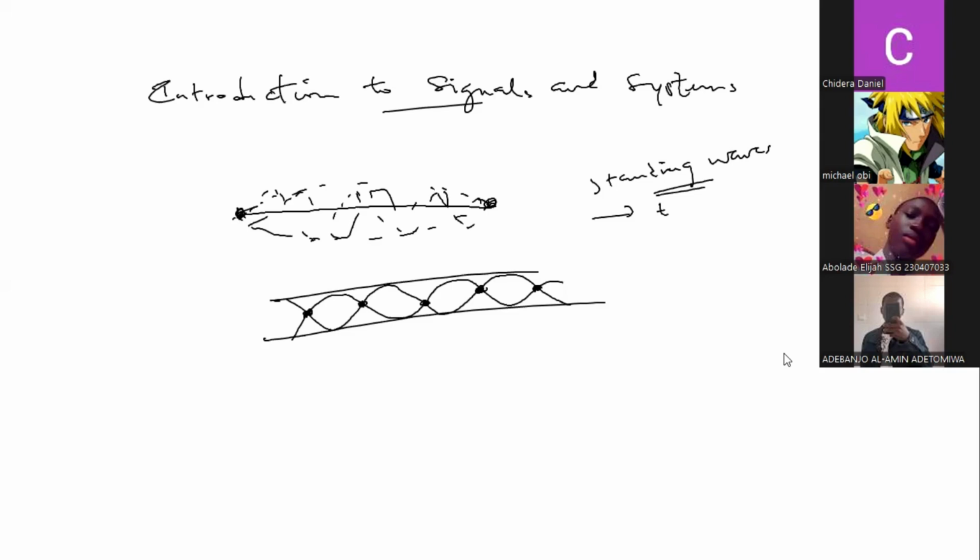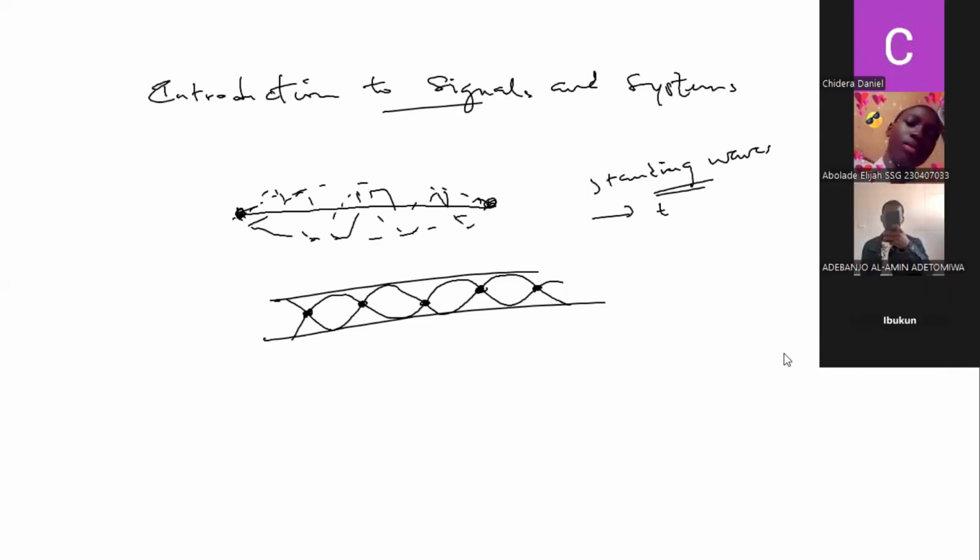Okay? But when we talk about a signal, we want to talk about the relationship between some dependent and independent variables. So I need you to begin to cast your ideas in that regard. We are talking in terms of some dependent and independent variables. If there is no interaction between them, we cannot say we have a signal. That is why a direct current is not a signal, although it is in motion.